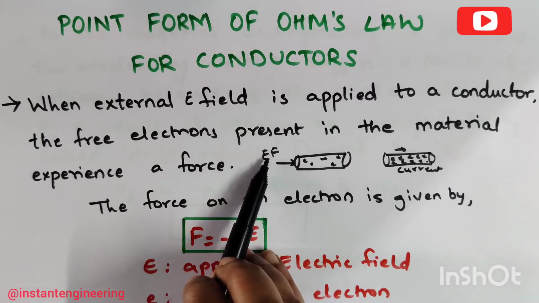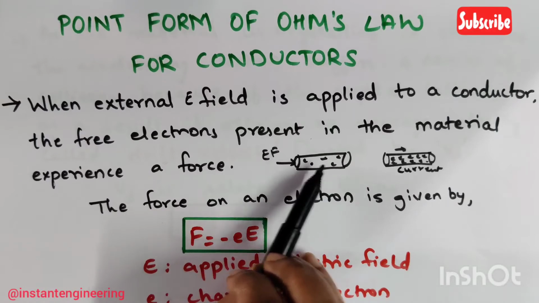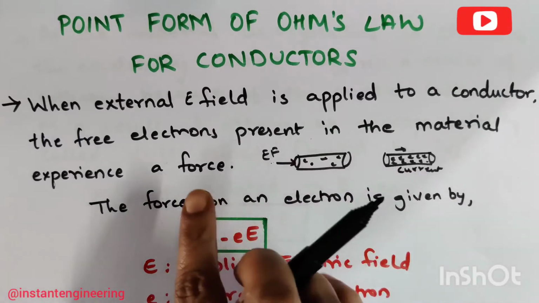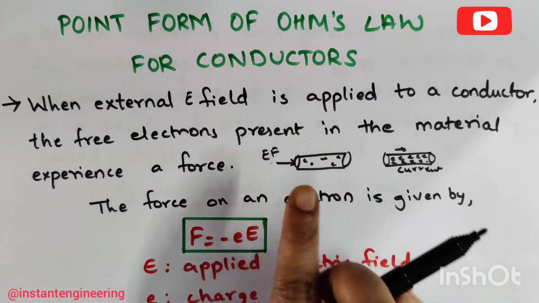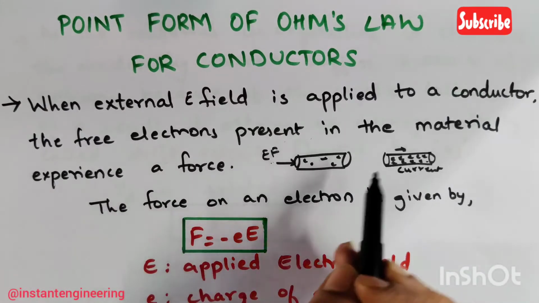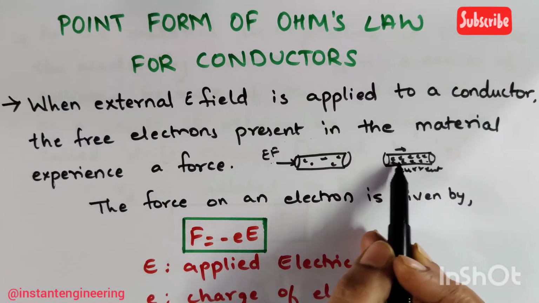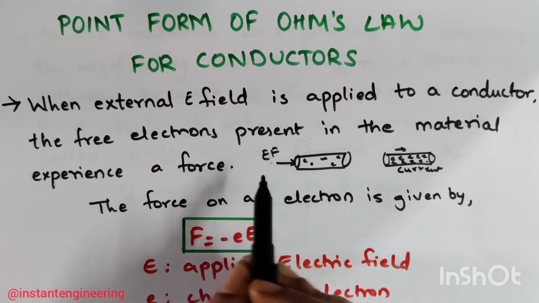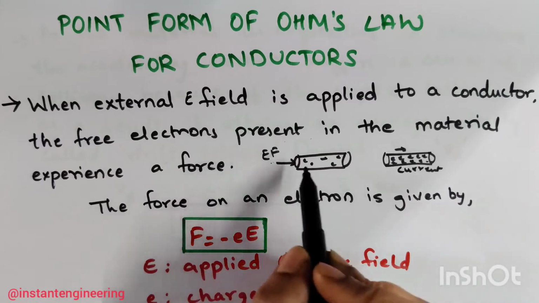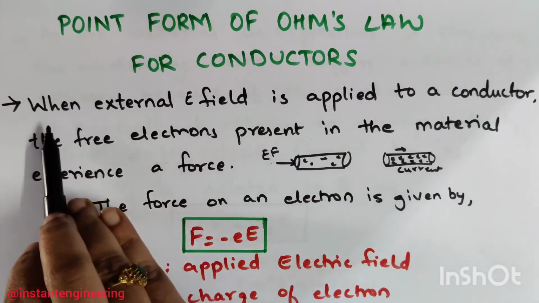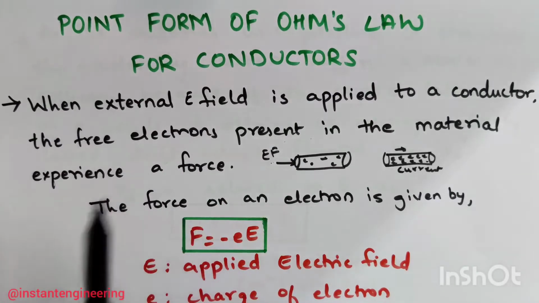When you're not giving any supply, these electrons move randomly here and there. When you give an electric field, they align themselves and form a flow, and that flow of electrons is nothing but current. When the electrons align themselves, that means some force is produced, and because of that force they align, and current is produced. Now this statement is clearly understood.